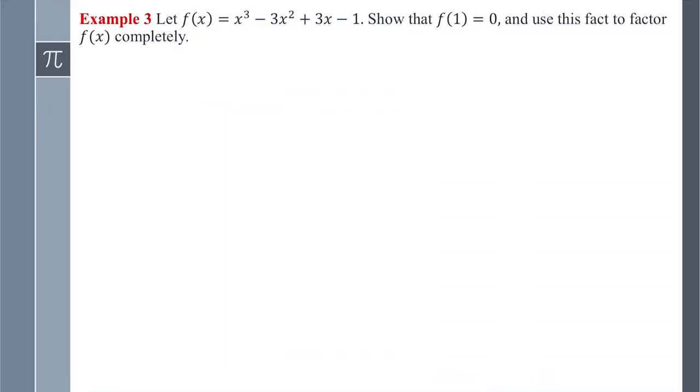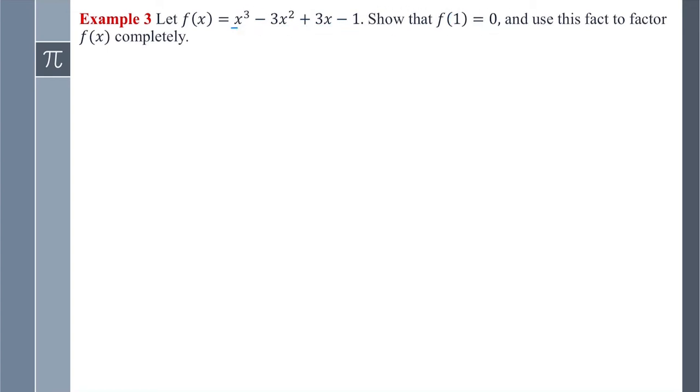So this one is asking us to divide. We have a function and it's asking us to show that f of 1 is 0. We are going to use the factor theorem. That means we'll divide this polynomial by 1, and if we get the remainder 0, then we can say f of 1 is 0. Okay, so let's go ahead and do that.